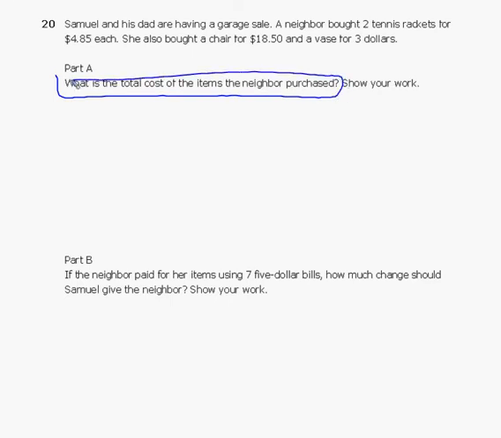I'm going to change it to black. Okay, so first thing I'm going to do is figure out how much the 2 tennis rackets were. So it's $4.85 each. And there's 2 of them. That's times 2. I had a few people make a mistake when they were multiplying here. So the first thing is 5 times 2 is 10. 8 times 2 is 16 plus 1 is 17. And then 2 times 4 is 8 plus 1 is 9. So the tennis rackets were $9.70.